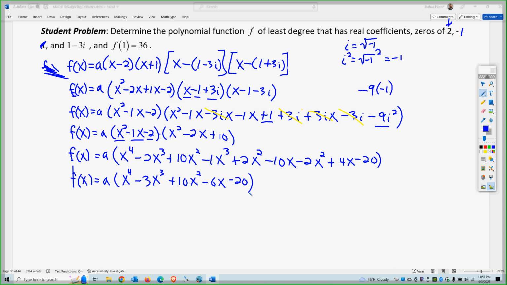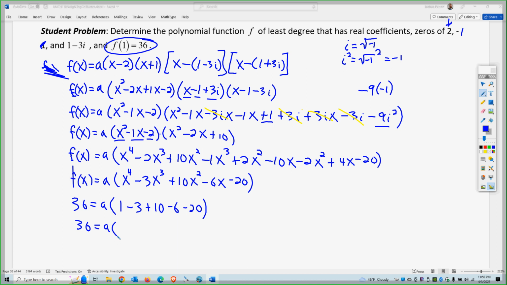Okay, so there are an infinite number of functions that go through these zeros. So I need one coordinate to figure out its orientation. So when I plug in 1 for the x value, I get 36 for y. So 36 equals a times, if I plug in a 1, I'm going to get 1 minus 3 plus 10 minus 6 minus 20. Right? Because all I'm doing is plugging in 1. So 1 to any power is 1.